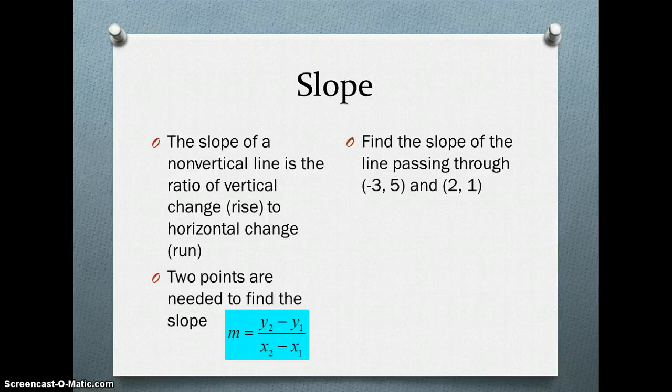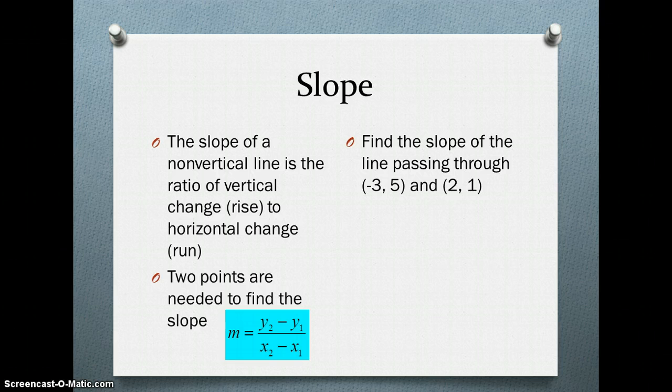The slope of a non-vertical line is the ratio of vertical change, which is called the rise of the function, to the horizontal change in the function, which is called the run. Again, vertical is up and down. Horizontal, you can just call it sideways, I guess. In order to calculate the slope, we need 2 points, and we'll use this formula. M is equal to y2 minus y1 over x2 minus x1.